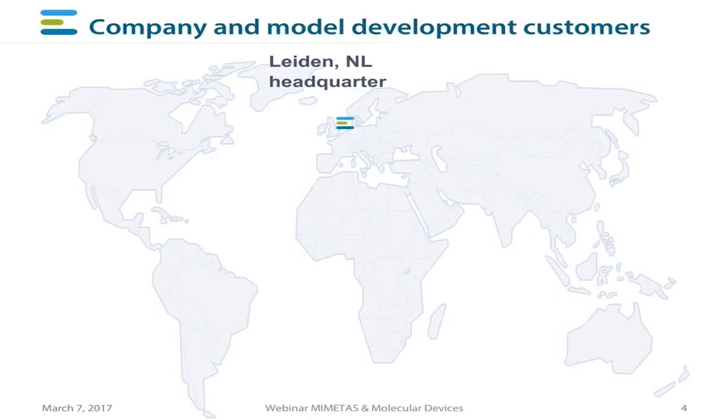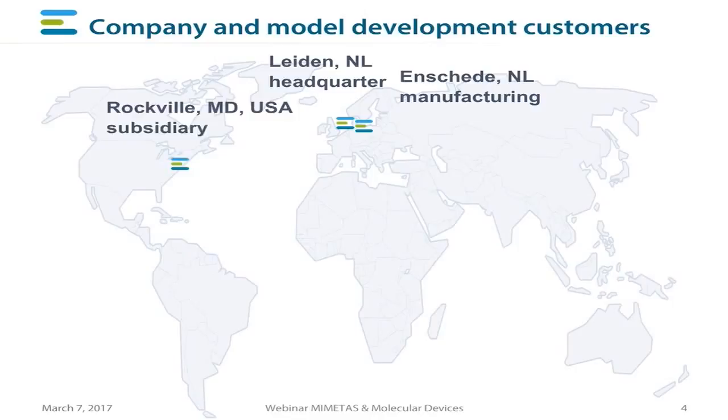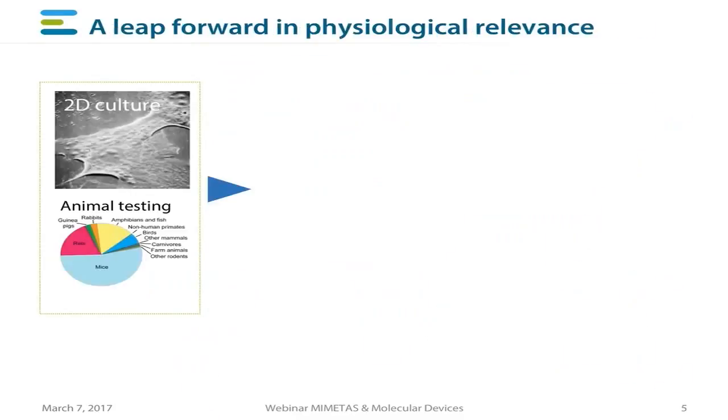The headquarters of Mimetas is based in Leiden, in the Netherlands. In the east of the Netherlands, in Enschede, we have a manufacturing site where we produce our OrganoPlates. We have a subsidiary in Rockville, Maryland, in the USA. We have an agent in Tokyo, in Japan. Our model development customers are based all over the world. So this is where we come from.